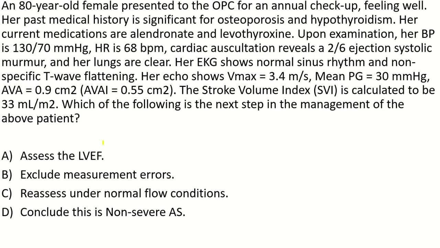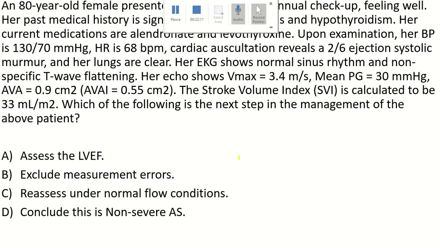Okay, another question. We have this 80-year-old female presented to our OPD clinic for an annual checkup. She's feeling well with no symptoms. Her past medical history is significant for osteoporosis and hypothyroidism. Her current medications are alendronate and levothyroxine, and upon examination her blood pressure is okay and her heart rate is 68.